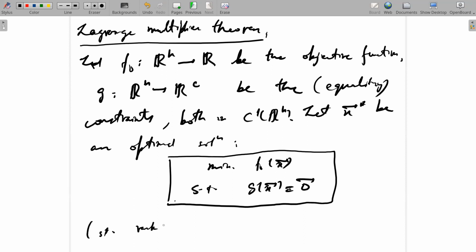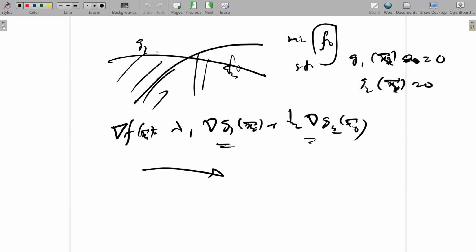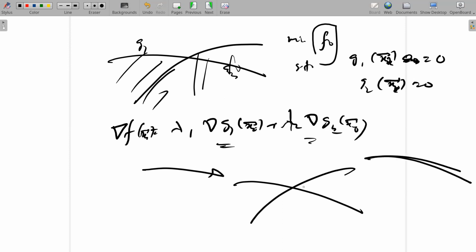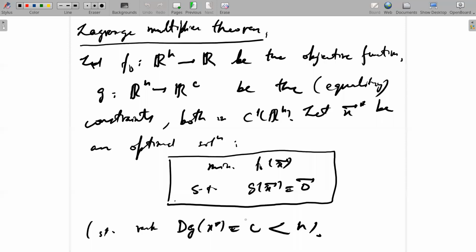And such that, this is a technical condition we need, some sort of transversality condition, the rank of dg(x star) is full rank. The rank of dg(x star) is equal to c. Note that, for example, g1 and g2 could have been the same function. Then all this reasoning I'm using would have failed. Here I'm assuming some sort of transversal intersection rather than them being the same function. So this condition is assuring us of that. So let x star be an optimal solution such that dg at that particular optimal solution is full rank.